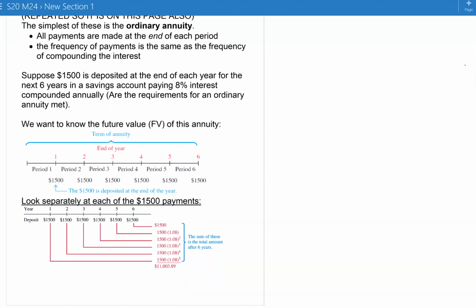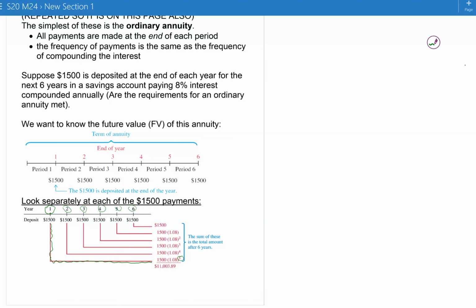So if you're putting $1,500 in every year for 6 years into an account paying 8% interest compounded annually, this chart shows how the money gets interest compounded. At the end of year one, the first amount of $1,500 goes in. It's going to be compounded 1, 2, 3, 4, 5 times. So there's an exponent of 5 on the compound interest amount. That's the exponent that says compound this 5 times.